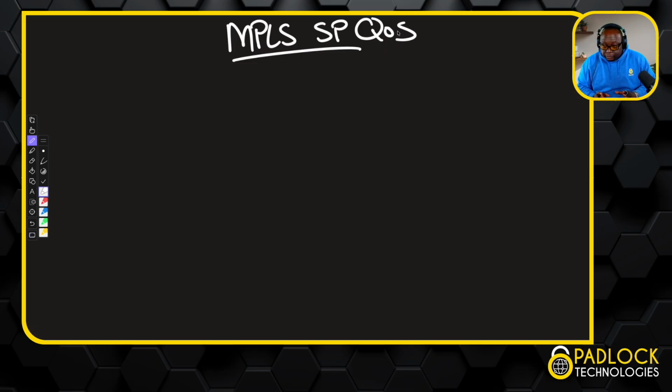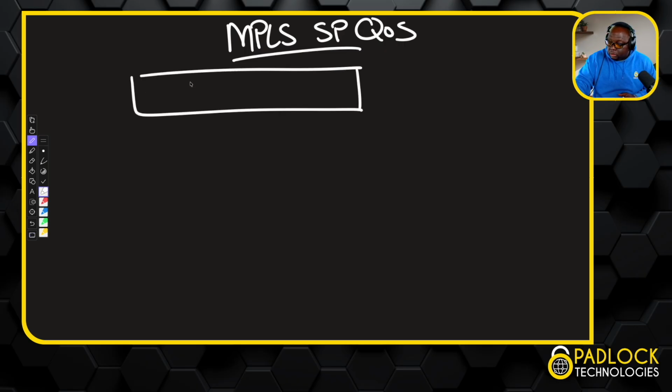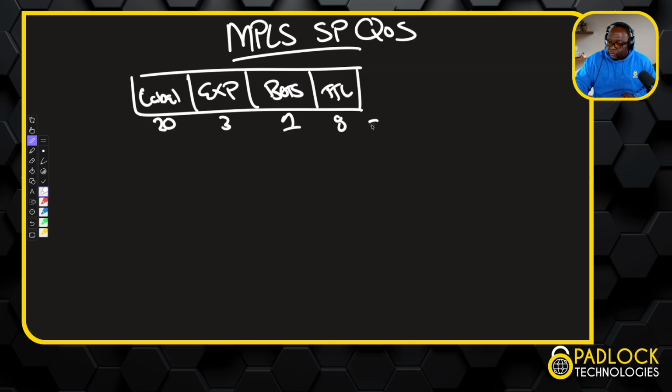All right. So remember, I'm going to give you a little brief review. We've got our label here, the MPLS stuff. So 20 bits are the label. Then we have the experimental bits, which are 3. Then we have the bottom of the stack, which is 1. Then we have the TTL, which is 8, which if you do the math is 32.